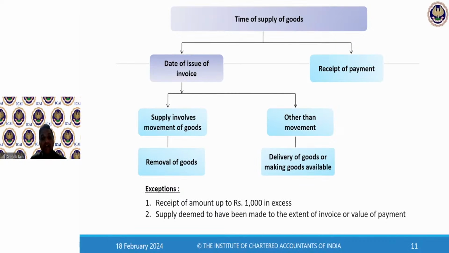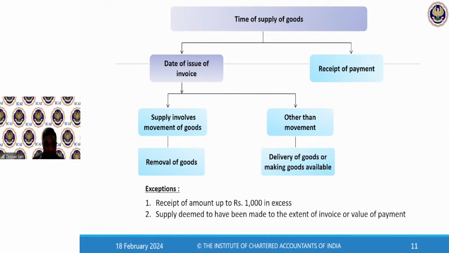So, GST is payable when the invoice is raised. That is a very wrong answer, because if I raise the invoice late, that doesn't mean the time of supply moves to the date of invoice. The time of supply is when I actually raise the invoice or when I'm supposed to raise the invoice. The time of supply is the date of issue of invoice where the supply involves movement, before removal of the goods.